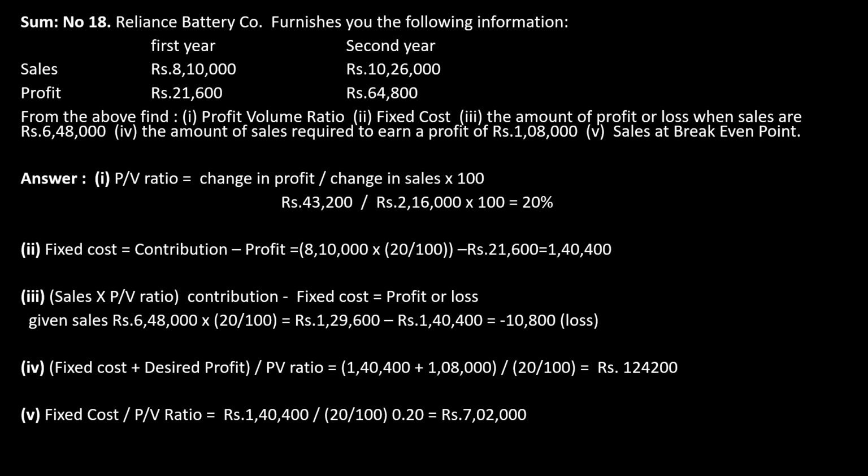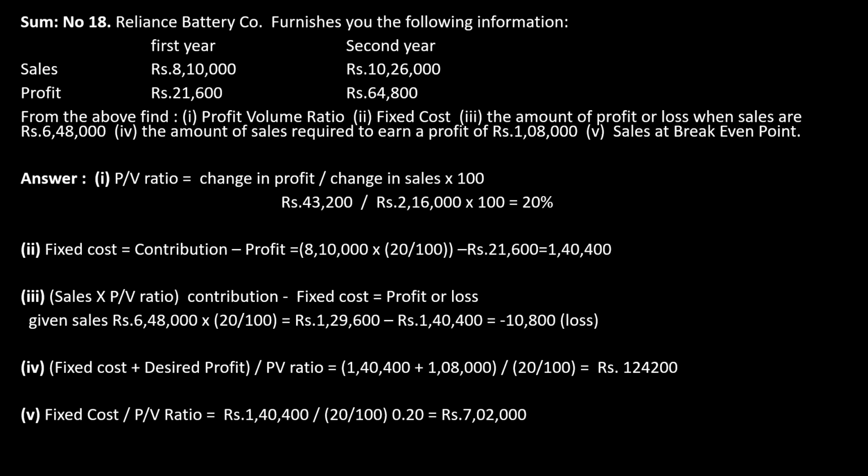The profit here is, sorry, not profit, it is fixed cost. So 1,29,600 minus my fixed cost 140,400 will give me 10,800 loss, not a profit, which means the fixed cost is more, my contribution is less. So when my fixed cost is more and contribution is less, the negative answer I get will be called as loss. Is it clear? Then subdivision 4.